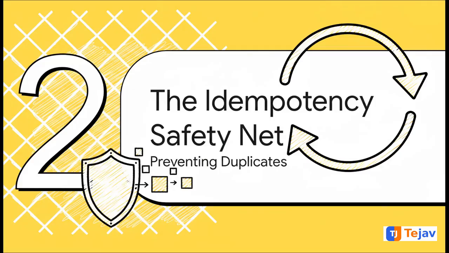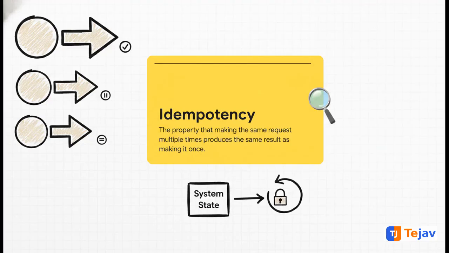And this is where we need our safety net. Retries are what make our system resilient, but idempotency is what makes our retries safe. It's the key that prevents those dangerous duplicate operations we saw at the beginning. So what is idempotency exactly?